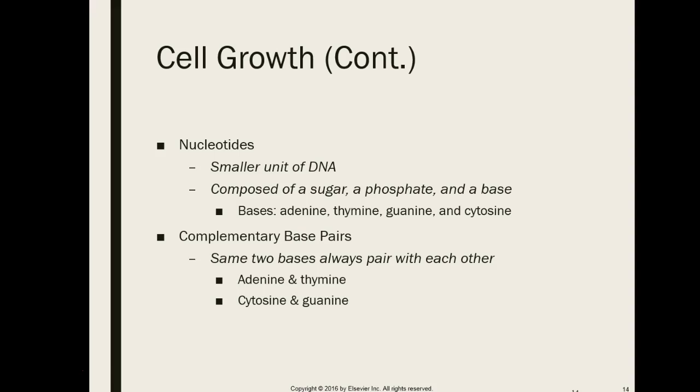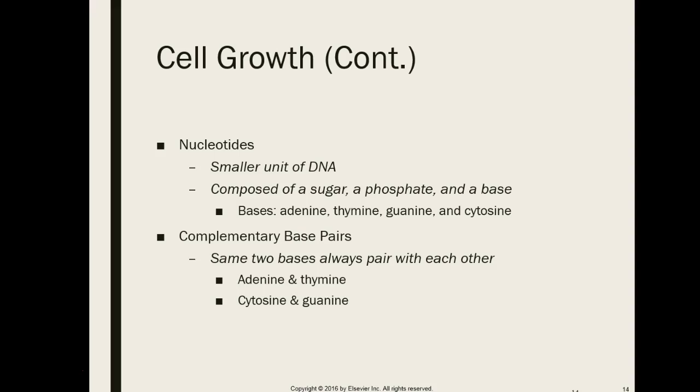These base pairs are complementary. So that means that the same two bases always pair with each other. So adenine and thymine are going to pair, and cytosine and guanine are going to pair. So whenever you look at those DNA molecules, you'll see that there's a split down the middle. Typically it'll be one color on one side, another color on the other. That's demonstrating that complementary base pair. So one side would be adenine, the other side would be thymine, or it could be cytosine or guanine. Just keep in mind that those base pairs are always going to be the same.